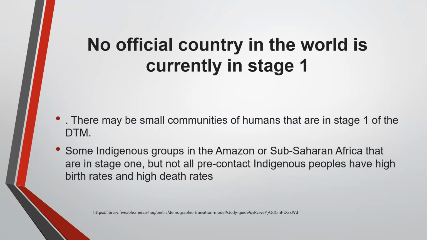Currently no official country in the world is in stage one, but small indigenous groups in places like the Amazon and Sub-Saharan Africa are in stage one, but not all are pre-contact. Indigenous peoples have high birth rates and death rates, but these are small groups, not a whole country.